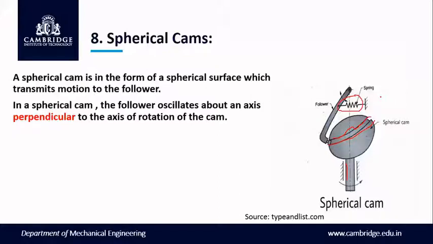And one more thing we can observe here: in a spherical cam the follower oscillates about an axis which is perpendicular to the axis of rotation. The axis of rotation of the cam is in this direction, and the oscillation will be in this direction, which is perpendicular to the axis of rotation of the cam.